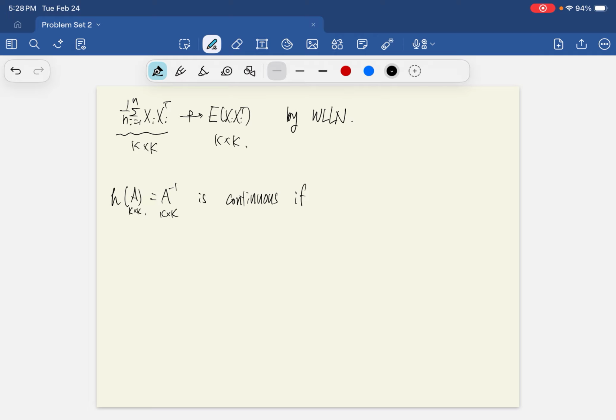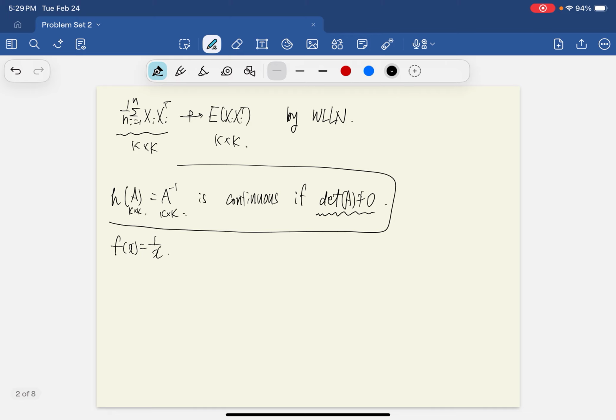H is continuous if, say, the determinant of A is not 0, right? So the function is not defined when the determinant is 0 because it's not invertible. Everywhere else, it is well defined. It is exactly the same as this one, which is continuous except for x equals 0. Okay, so we know this is continuous.